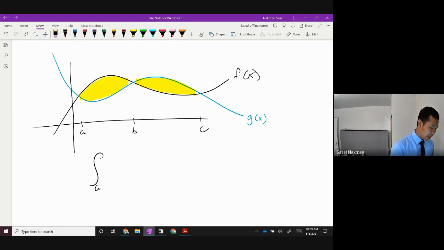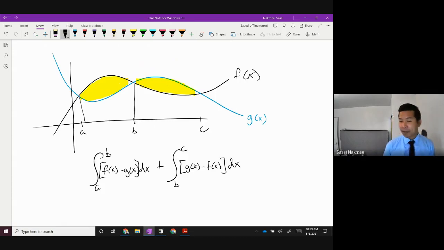So what I have to do instead is calculate this part first from A to B. And that's because from A to B, the top function is f of x minus g of x. And then what I'm going to do now is add the integral from B to C. And if you look, from B to C, the top function is no longer f of x. The top function has become g of x minus f of x.